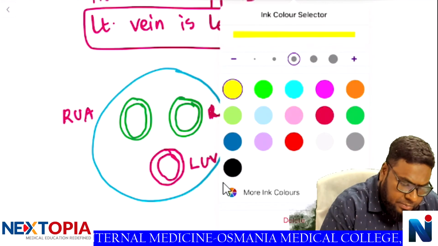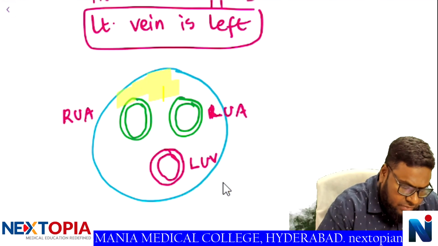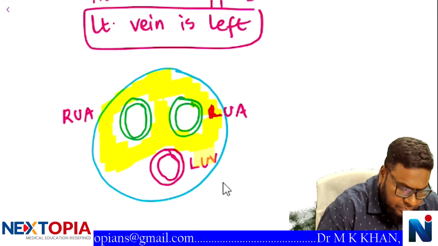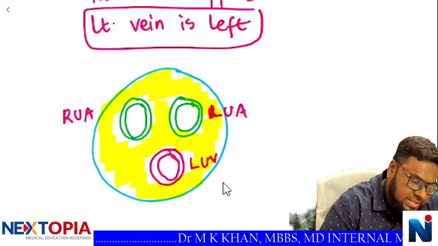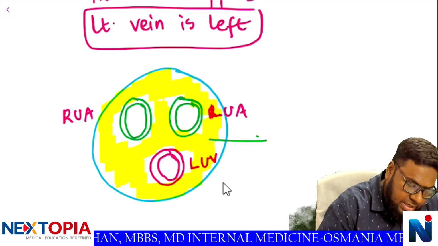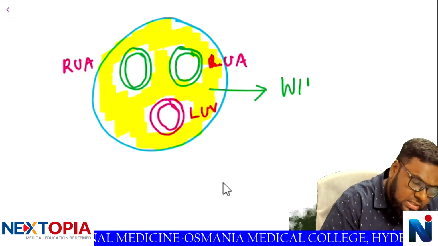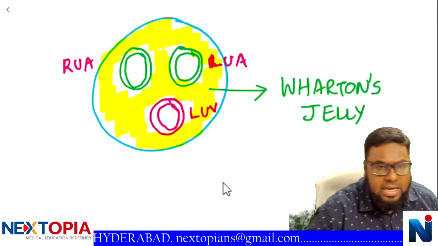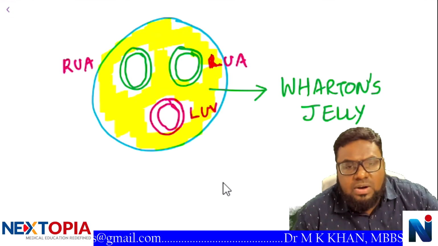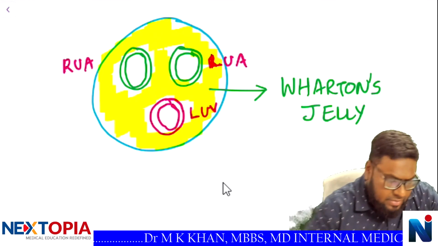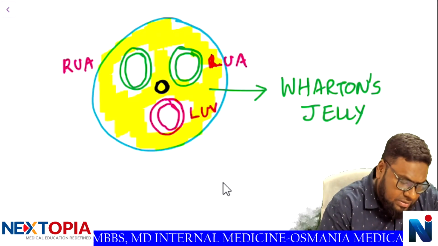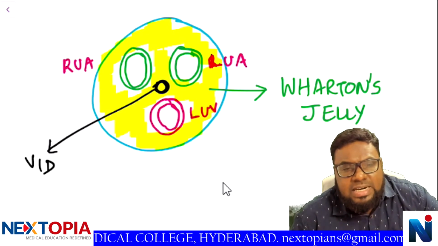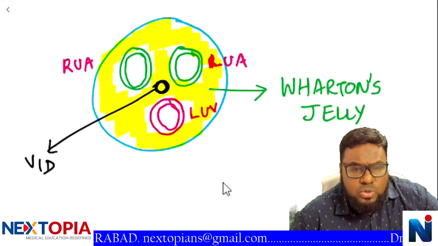And then in between, we have a gel-like structure which gives strength and support to the cord. This you call Wharton's jelly, a gel-like connective tissue. So these are the contents of the umbilical cord. We also have the vitelointestinal duct somewhere here, which is a remnant of the yolk sac.